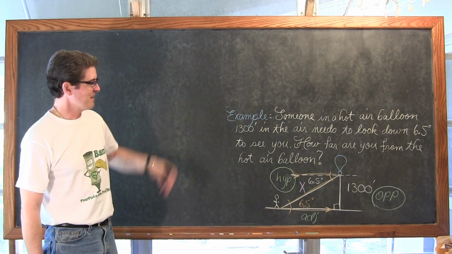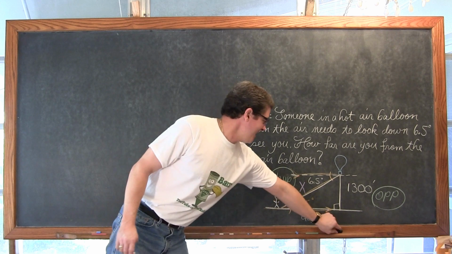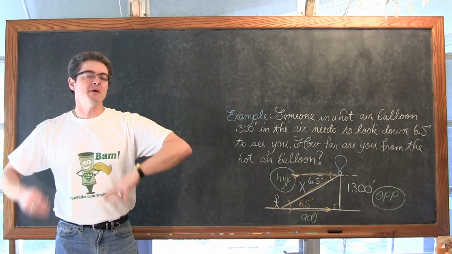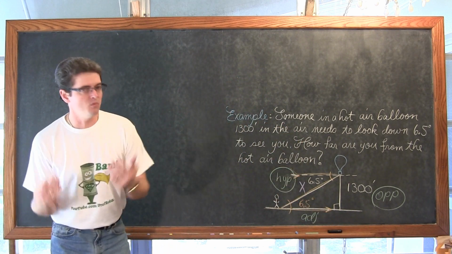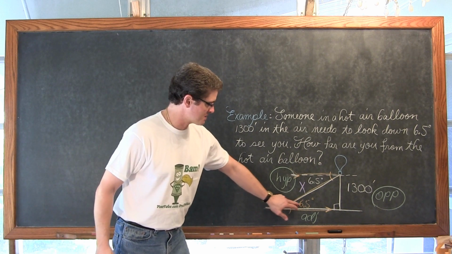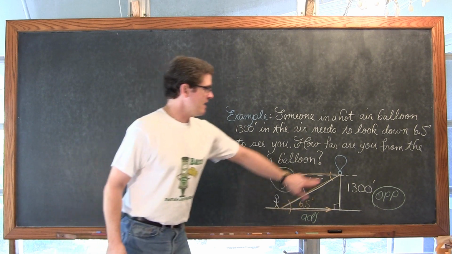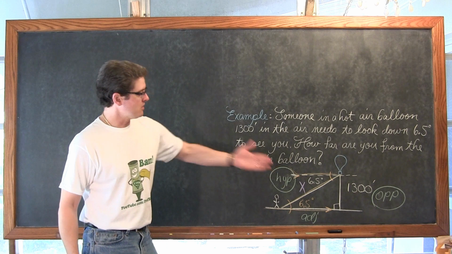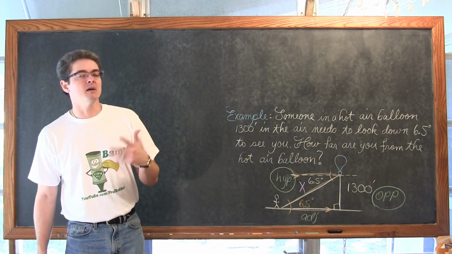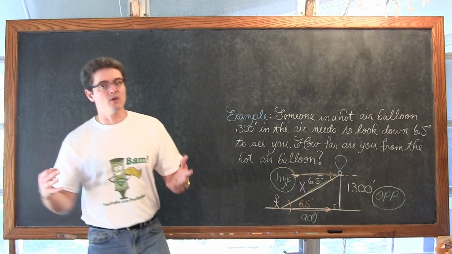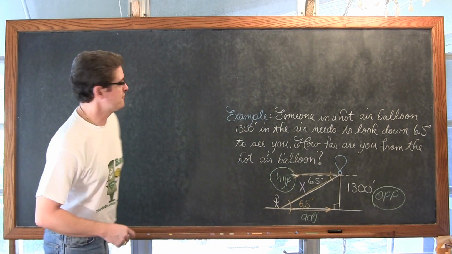Ta-da! Okay, I've got the chalkboard erased, and I've labeled the sides. So again, based on what we have and what we want: based off the 6.5 degree angle, we have the opposite leg, and we're looking for the hypotenuse. Opposite and hypotenuse, SOH CAH TOA, that would be the sine function.